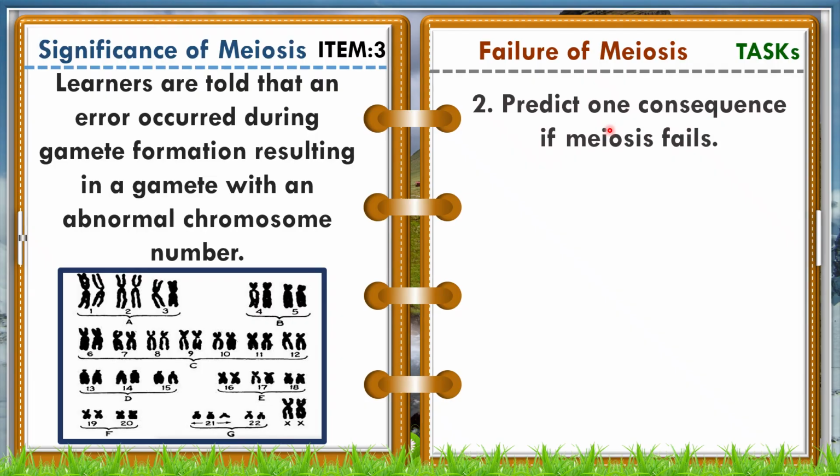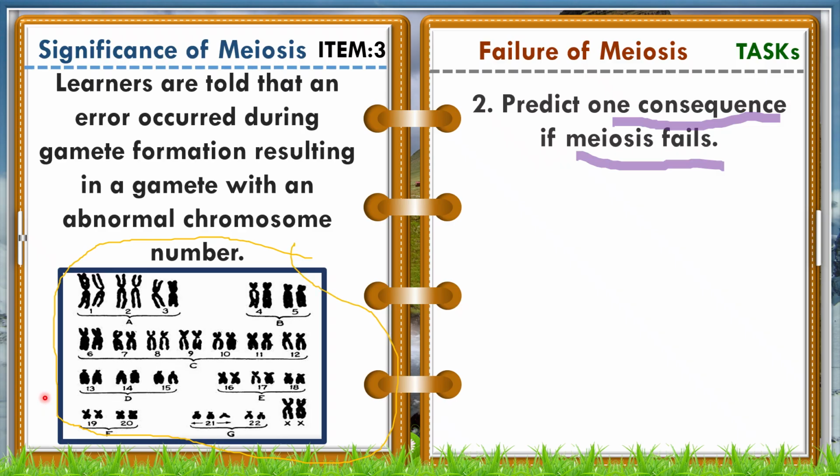Predict one consequence if meiosis fails. They want us to predict at least one consequence if meiosis fails. So before we continue there, let us look at this karyotype here, showing us the number of chromosomes.